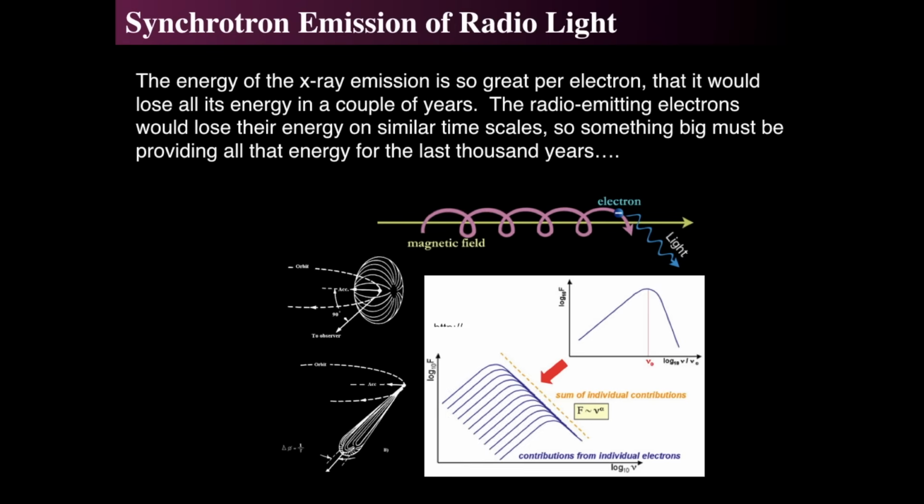And that's why the Crab Nebula has incredible amounts of radio emission, because there's still a ton of electrons spinning around that are being replenished by this pulsar at the center.